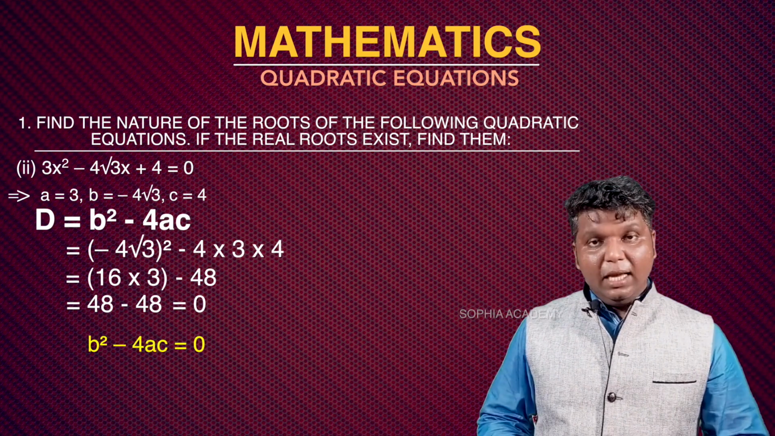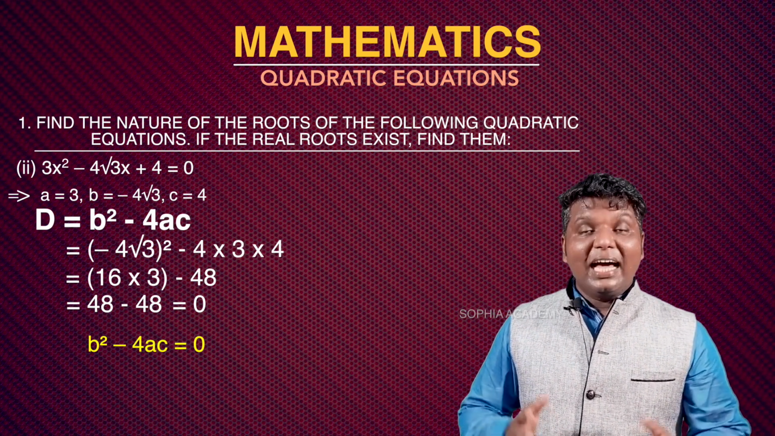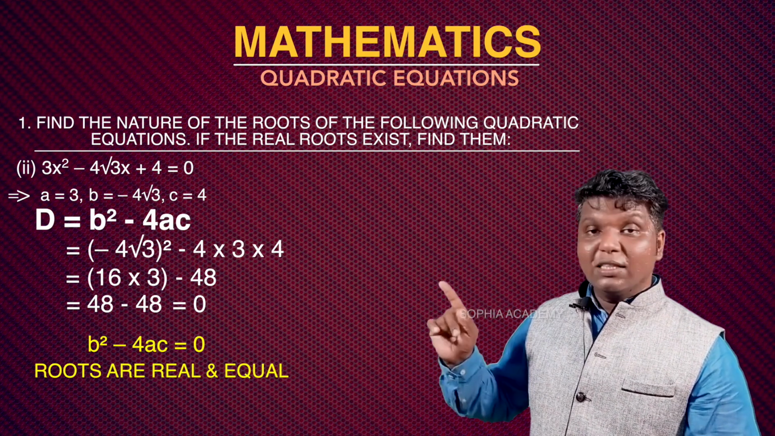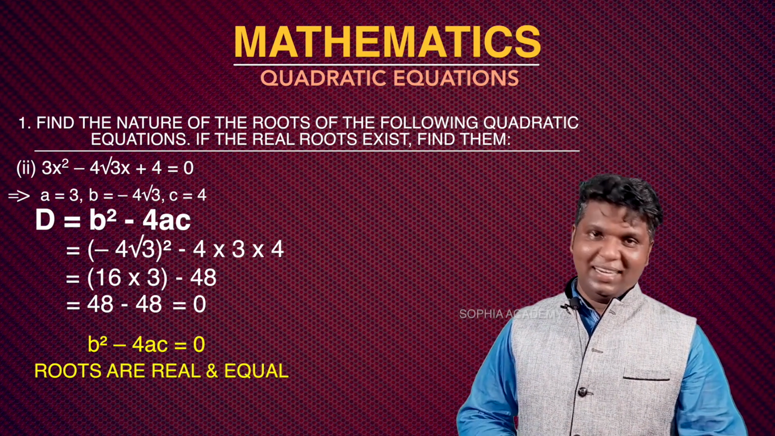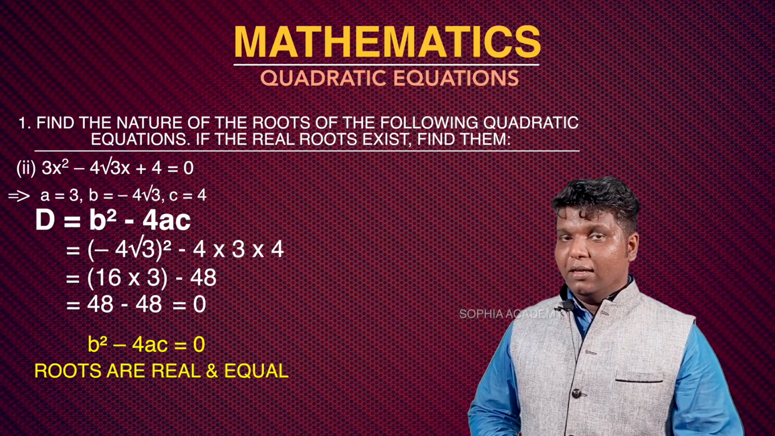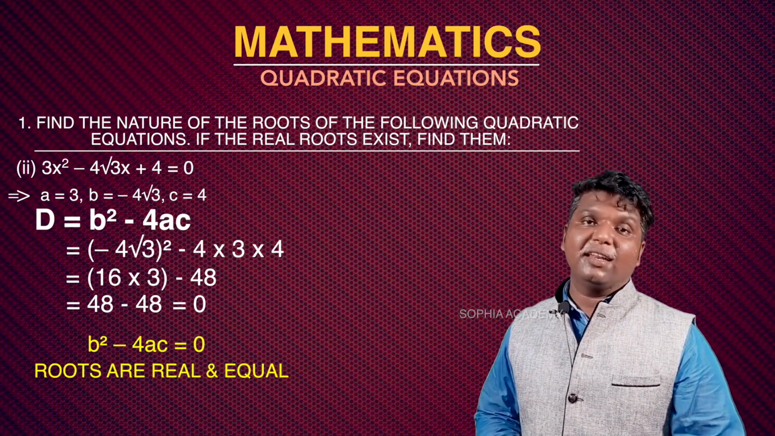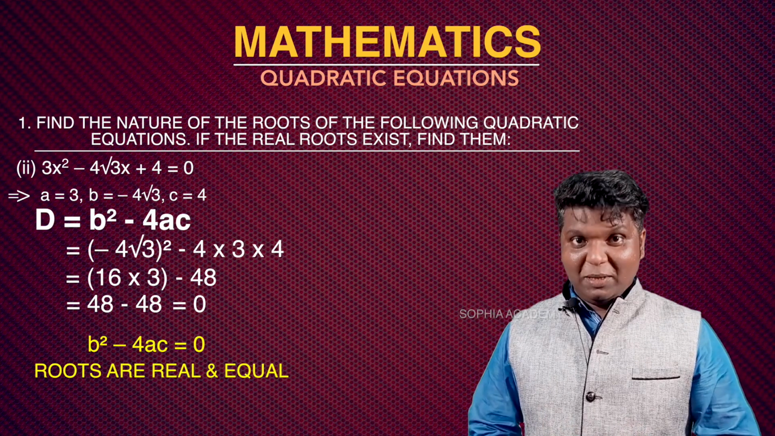What does it mean? If your discriminant is 0, that means you will get real roots, and they are equal also. So we will write here the roots are real and equal. Means they are having equal real roots. And just imagine if it was a positive number, then you will say that they are having real roots, and then you have to find the real roots by using the quadratic formula also. Okay, hope you understood that much, right?